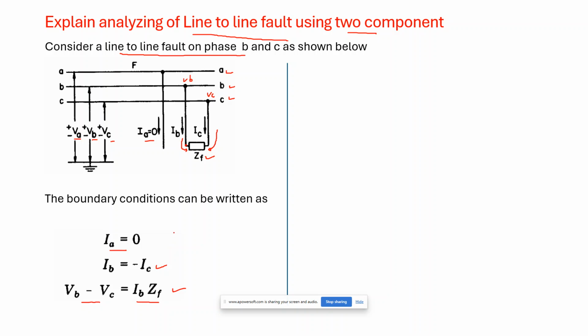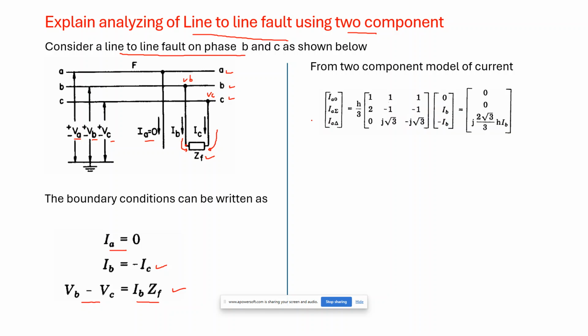Now based on these boundary conditions, we have to find out how we can interconnect the sequence networks of two component method, that is zero sequence network, positive summation network and positive difference network. So let us find it out. So from two component model of current, this is the two component model we are using here. So IA naught, this is the sequence current of zero sequence network. IA summation, it is the current of positive summation network, and IA delta, it is the positive difference current.